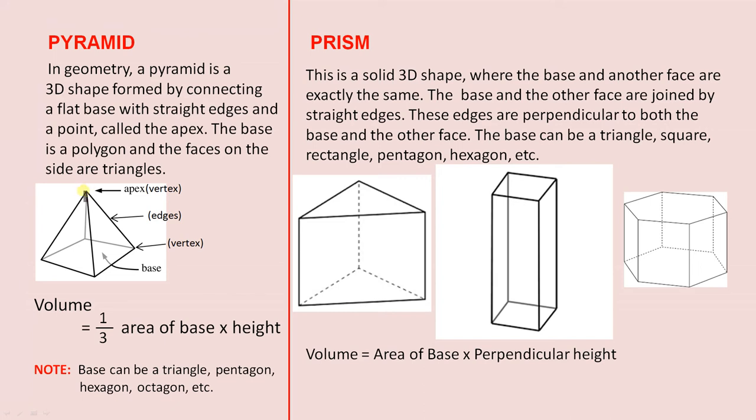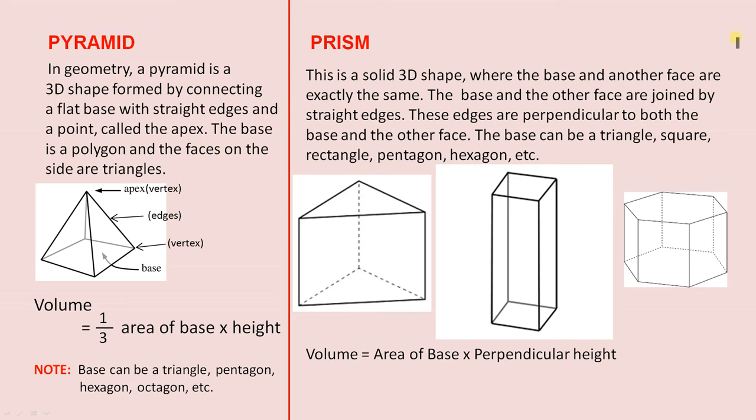So here they are. That's the point here. It's called the apex, and it's also a vertex. Of course, anywhere where you have a point, it's also called a vertex. But because this is the highest part of the pyramid, we call it the apex. The volume of the pyramid, that's any pyramid, is 1/3 times the area of the base times the height. So that is the simple formula for the volume of a pyramid, and for the pyramid you can have any one of those bases and many more.